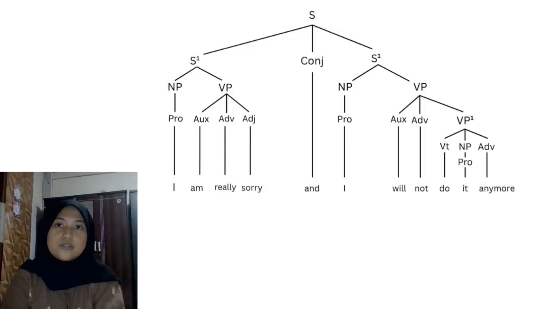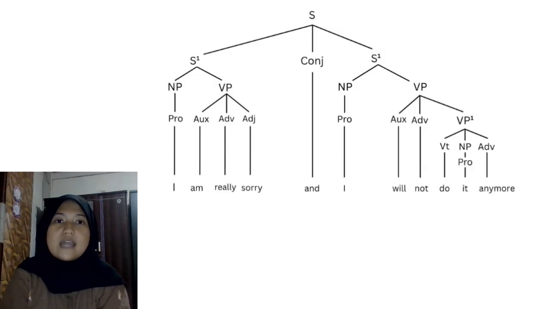Now let's take a look at the second clause. Just like the first clause, it starts with an NP containing the pronoun I. After that, we have a VP. Inside this VP, we can see will, not, and another VP labeled VP bar. You might wonder why there's another VP inside the VP.